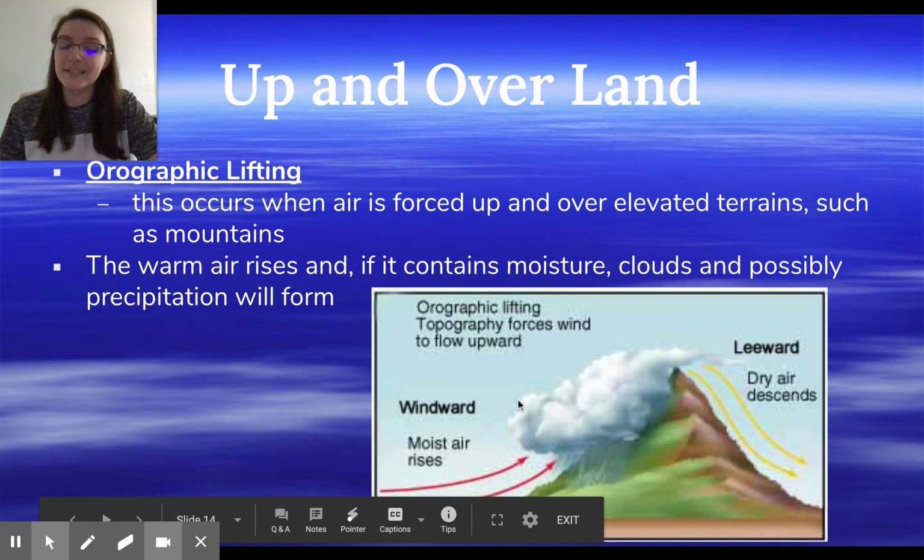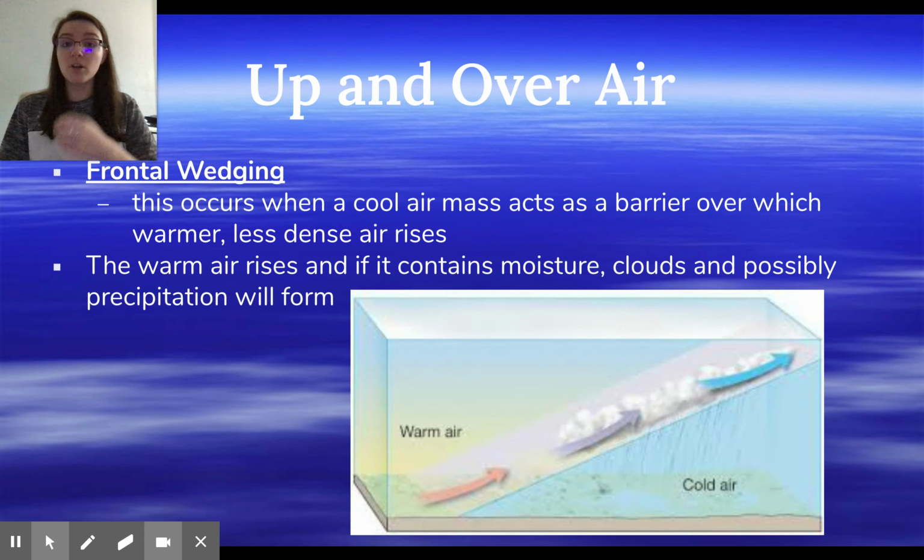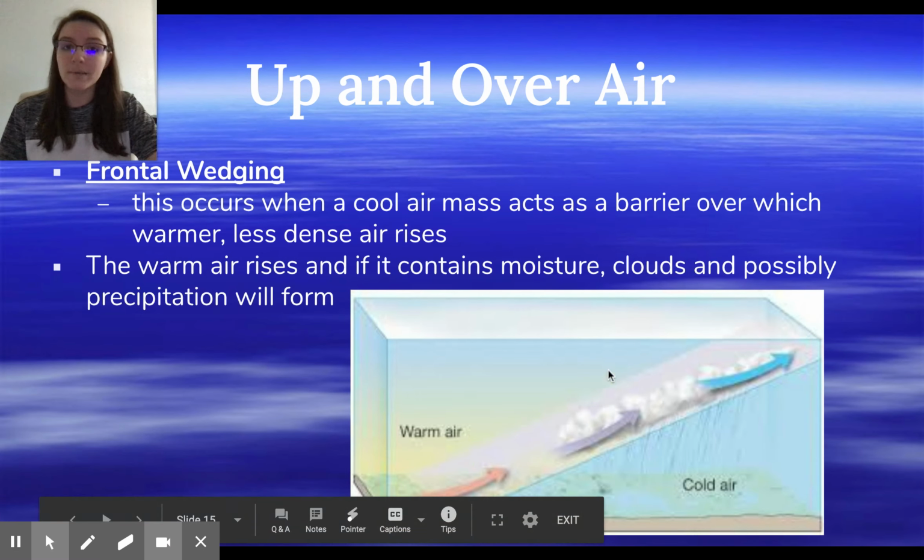If that warm air contains moisture, clouds or possibly precipitation could form, because as the warm air rises, it cools and condenses and it can rain. And then you get more dry air descending on the other side. Frontal wedging is when you have a cool air mass acting like a barrier and a warm, less dense air mass rises in front of it.